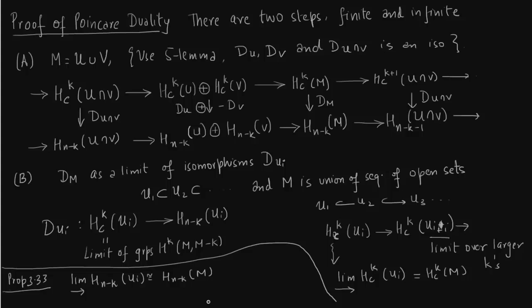And now we are done, because on one hand, if you see the bottom right corner, we have the direct limit of HCKUI equal to HCKM. This direct limit of HCKUI comes from DUI, which I have just underlined. So this DUI, you take it, you end up in the direct limit of Hn minus KUI, which is isomorphic to Hn minus KM. So basically we have gotten Dm, which goes from cohomology group HK to homology group Hn minus K.